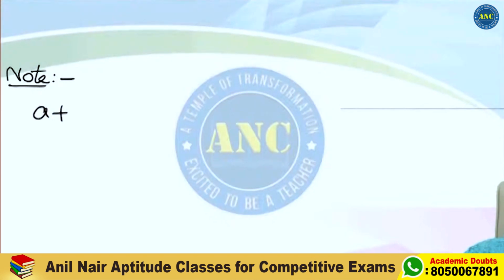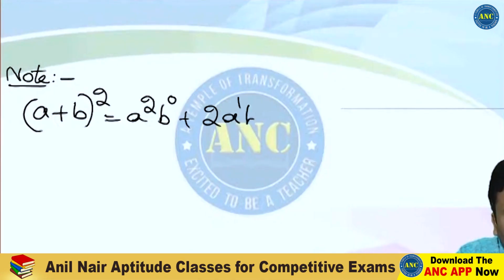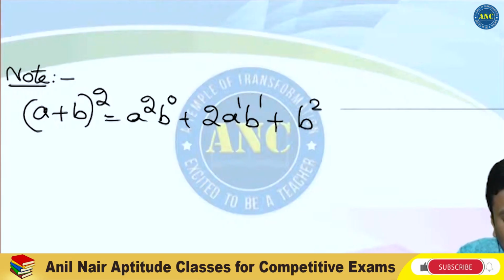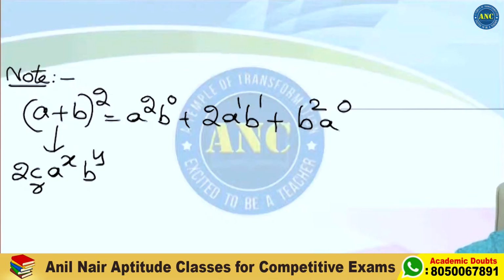A plus B whole square is A square B power 0, 2A power 1 B power 1, plus B square A power 0. Now, if I take a generic term, 2CR, A power X, B power Y. This is the generic term.